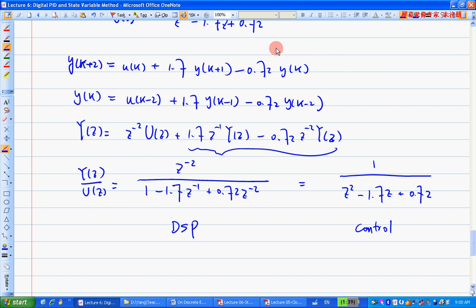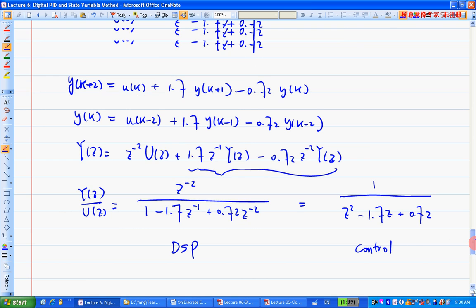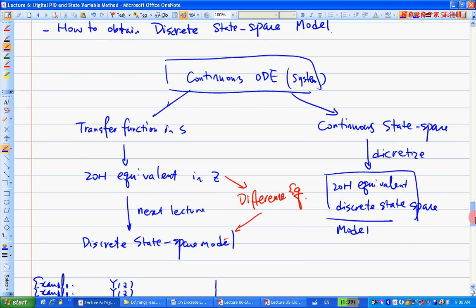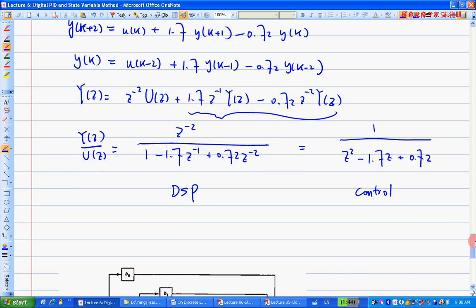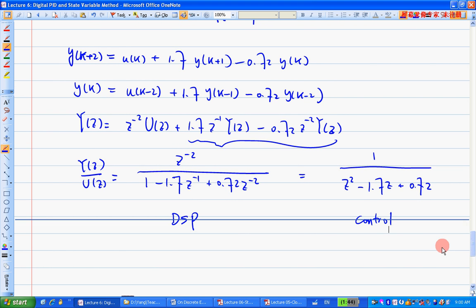Next question is, how do I obtain a state space equation? If you look at this branch right here, we have a Z transfer function, and we're trying to obtain a discrete state space model. So here's what we do.